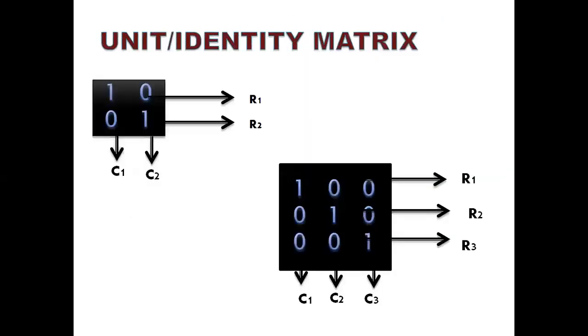Now we come to the last type of matrix in this session. It is called a unit matrix or identity matrix. It is nothing but a special case of square matrix. How is it special?